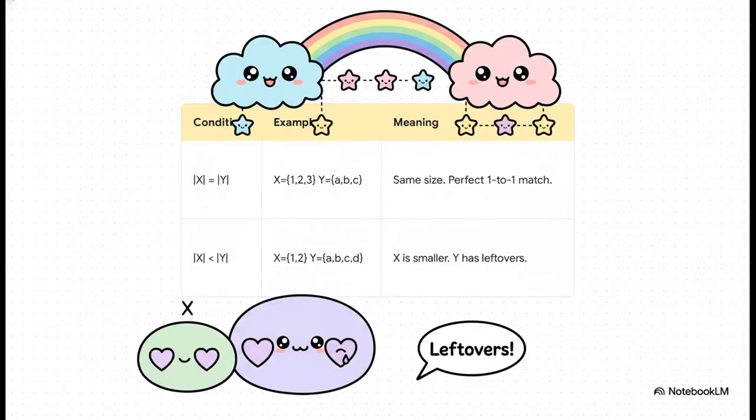But cardinality gets really powerful when we start using it to compare different sets. If 2 sets have the exact same cardinality, it means we can make a perfect one-to-one match between all of their elements. If one set's cardinality is smaller, we know for sure there are going to be elements left over in the bigger set after we try to pair them up. This seemingly simple idea actually has huge implications in higher-level math.